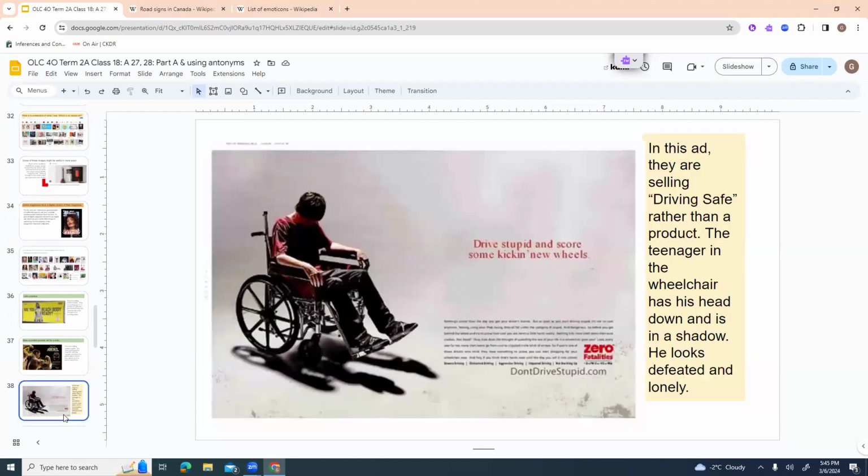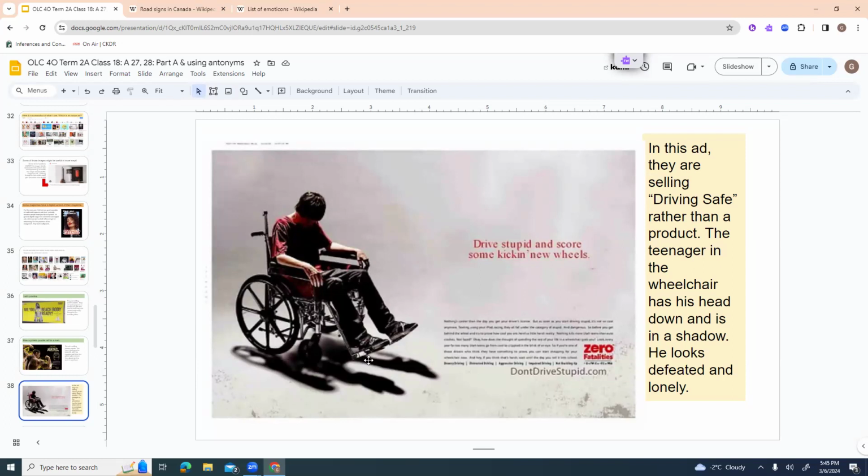This is kind of, it's not quite an ad. It's what you call a public service ad. And it's talking about not driving drunk. They use kind of a, not a great phrase, don't drive stupid.com. However, one of our criteria is looking for somebody in, I think it was disadvantage or something.